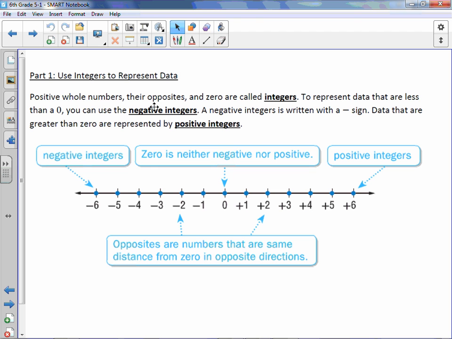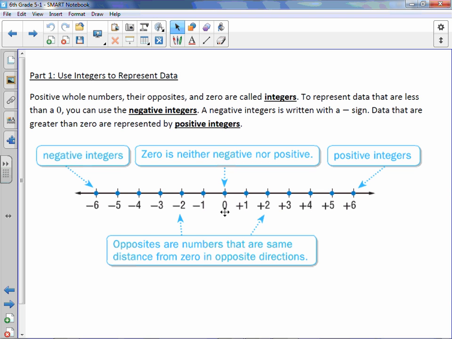Positive whole numbers, their opposites, and zero are called integers. To represent data that are less than zero, you can use the negative integers. A negative integer is written with a minus sign, or a negative sign. Data that are greater than zero are represented by positive integers. You can represent positive integers with a plus sign, but it is not required. We are to assume that any number that has no sign in front of it is positive.